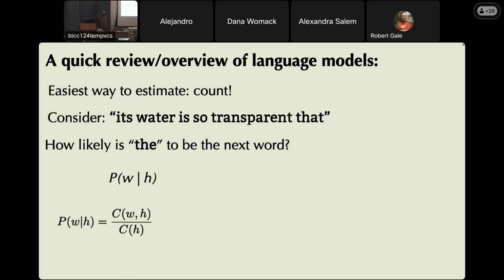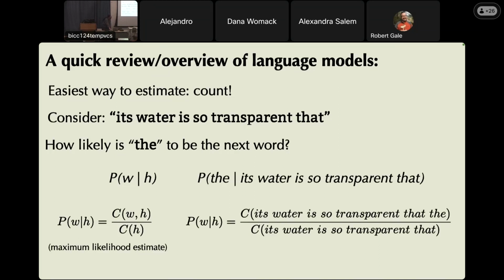If we have a bunch of text, we can count how many times "the" comes after "its water is so transparent that", divided by how many times we see any sequence of "its water is so transparent that" followed by a, the, it, when, blah, blah, blah, right? That's a maximum likelihood estimate of that conditional probability. Obviously, there are some limitations there, right? If you have a long sequence, that denominator might not be very large, so you might get a really unstable estimate, but this will work. If you have infinite data, this will totally work. And we just count it up like so.